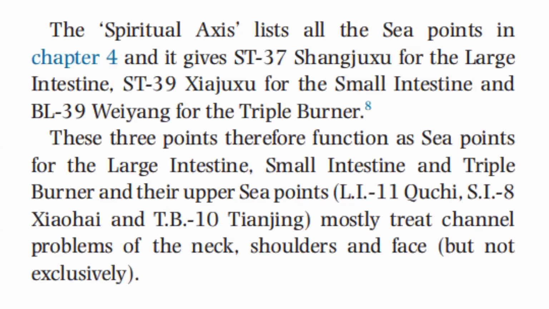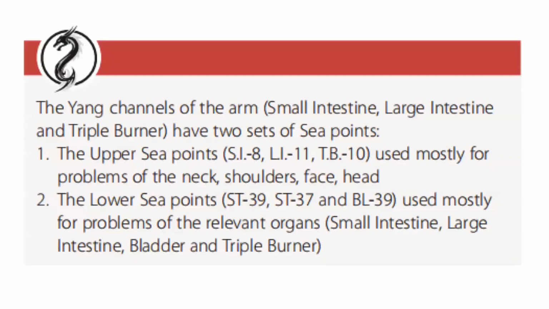The Spiritual Axis lists all the C points in chapter 4 and gives stomach 37 for the large intestine, stomach 39 for the small intestine, and bladder 39 for the triple burner. These three points therefore function as C points for the large intestine, small intestine, and triple burner, and their upper C points are large intestine 11, small intestine 8, and triple burner 10. Mostly they treat channel problems of the neck, shoulder, and face, but not exclusively.